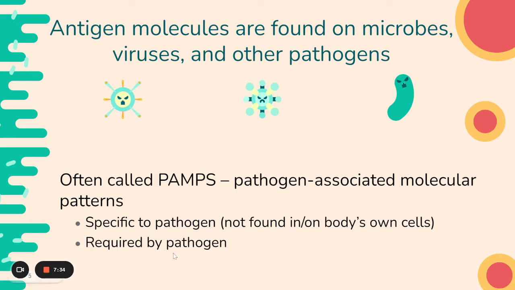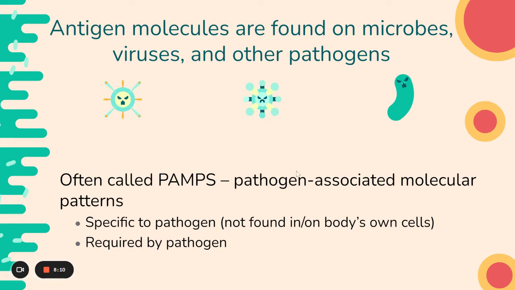We also would like the antigen to be required by the pathogen. So if it's something that's not needed by the pathogen, then the pathogen can just get rid of that molecule, right? So we want it to be something that's more integral to the pathogen's life cycle or way of living. So these kinds of molecules are often called pathogen associated molecular patterns, or PAMPs.